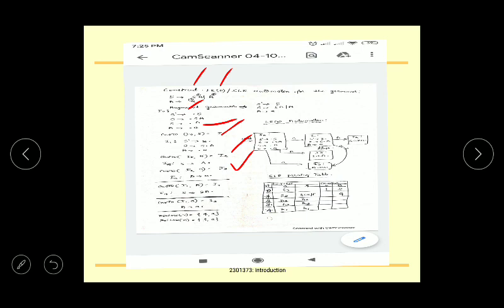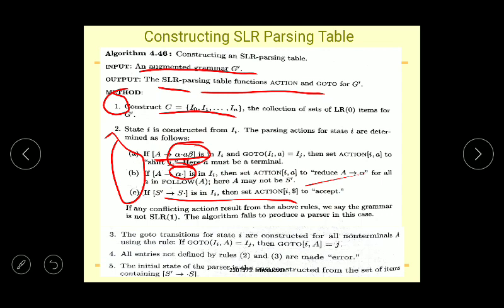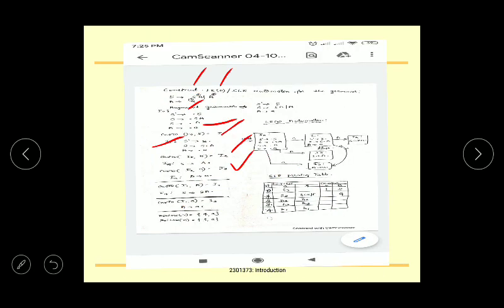So the I0 set is completed. Now coming to I1. Where is I1? I1 is here. I1 is having S dash gives S dot, according to our third rule. So the action is to accept. So 1 on dollar is accept, we wrote.